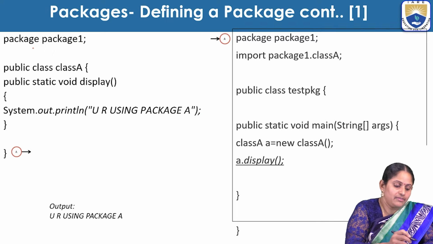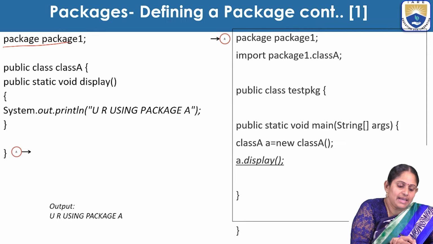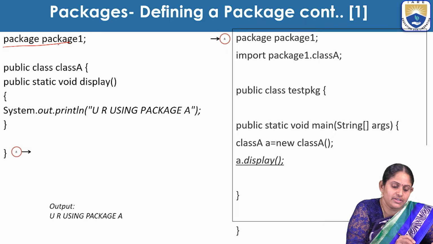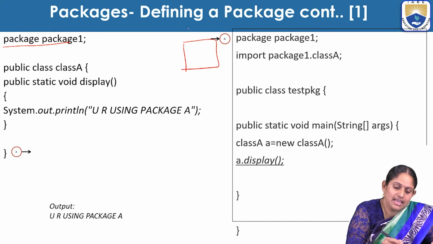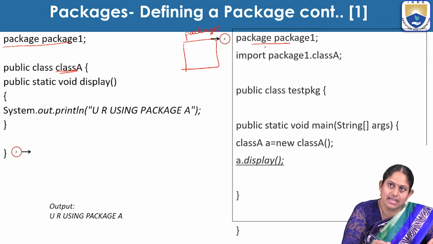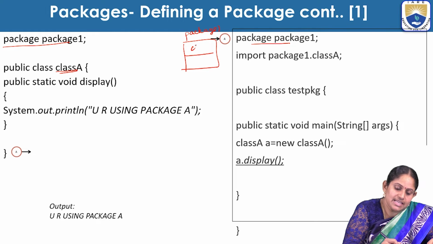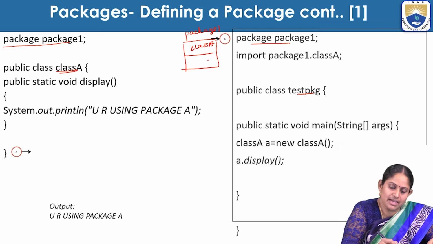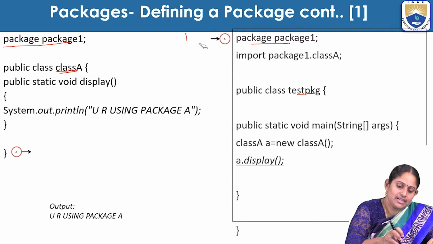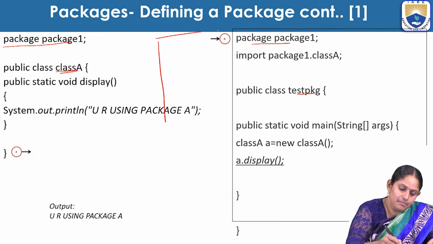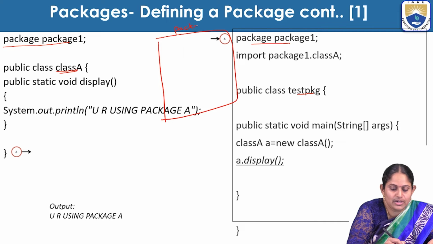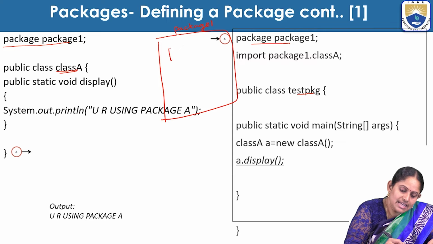Now, we have this program. In our program, the first statement, as I've told you, is package1. So inside the JDK, we will be having the package as package1. And inside package1, we have two classes, class A and the test package class, and both are present inside package1. So we have the package1 folder, and inside that we have class A.